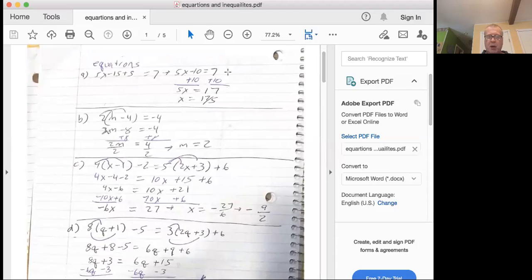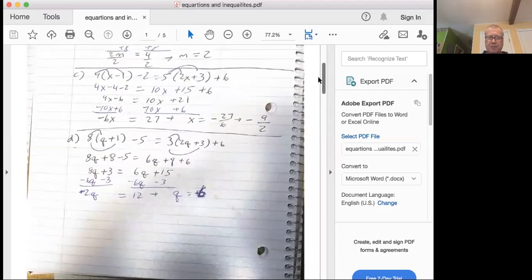Our first problem is 5x minus 15 plus 5 equals 7. We're going to combine the minus 15 and the 5. That gives us a minus 10. So we have 5x minus 10 equals 7. Using the addition property, add the opposite of minus 10 to both sides, which is positive 10, gives us 5x equals 17. Divide both sides by 5, and we get 17 over 5.